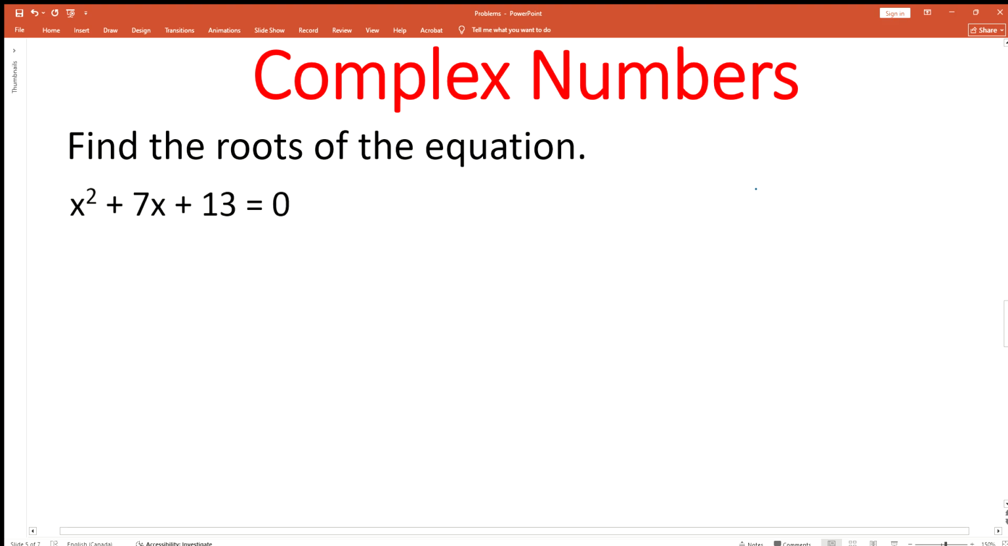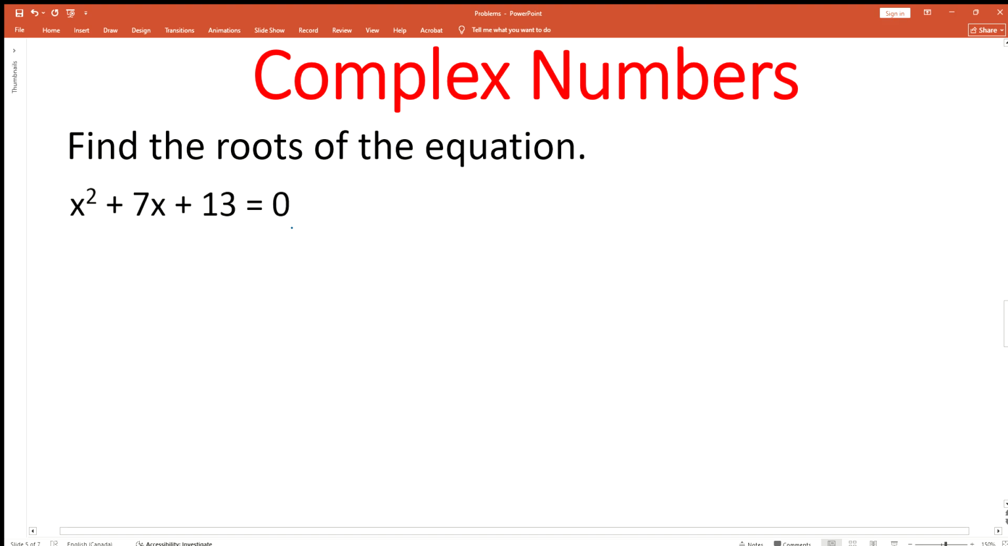In this video, we'll find complex or imaginary roots of a quadratic equation. As per the problem, find the roots of the equation. We are given the equation x squared plus 7x plus 13 equals 0. This is a quadratic equation because the highest power on the x is 2. We have to find the roots of this equation. We can find the roots by solving this equation.